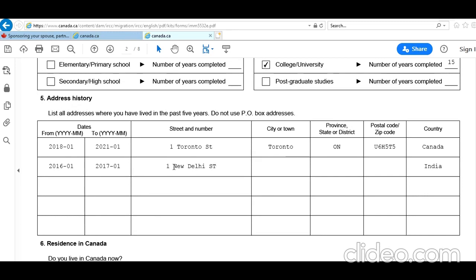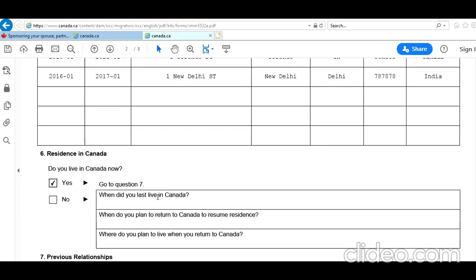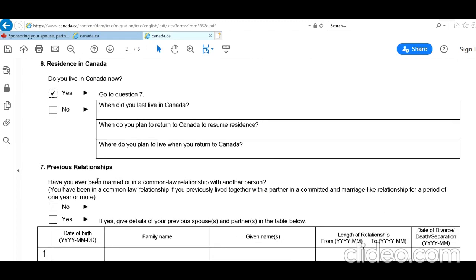Street, New Delhi, State Delhi, sample. Do you currently live in Canada now? Yes. Go to question 7. Previous relationship. Have you ever been married or in a common law relationship with another person? No.